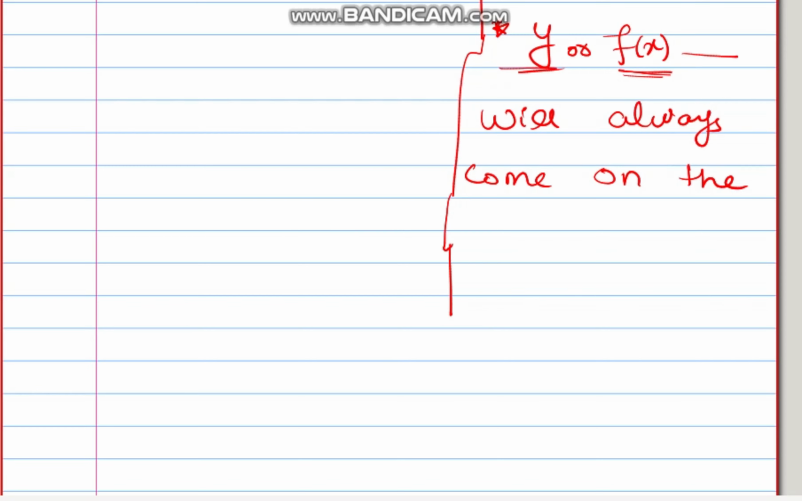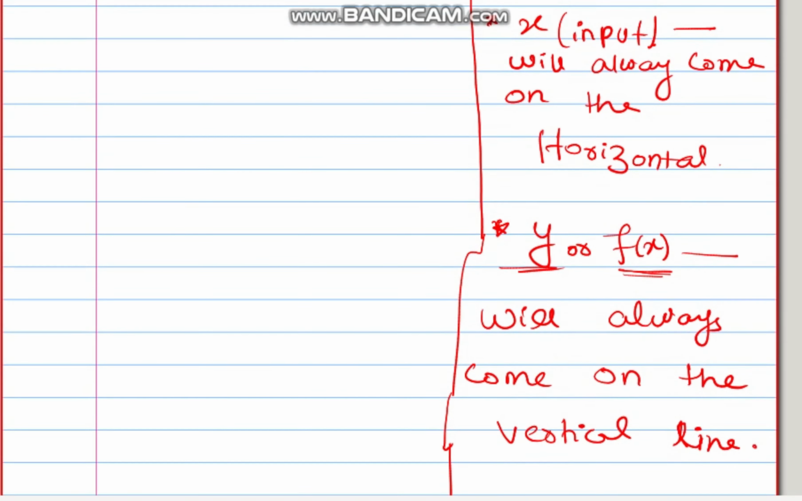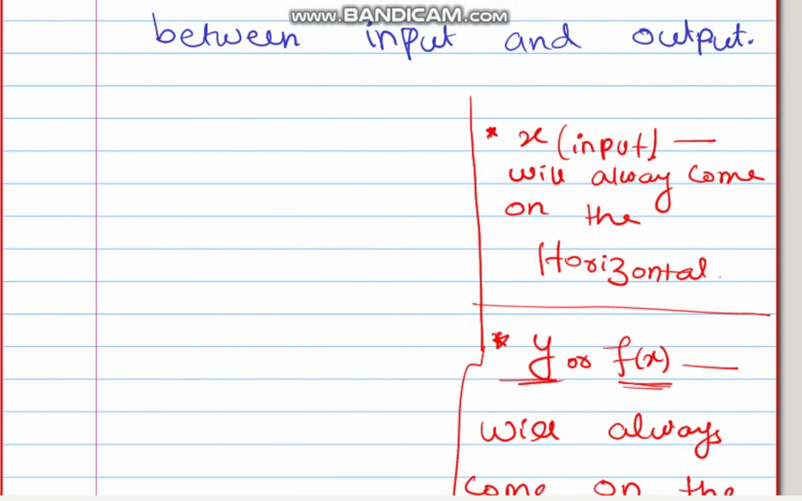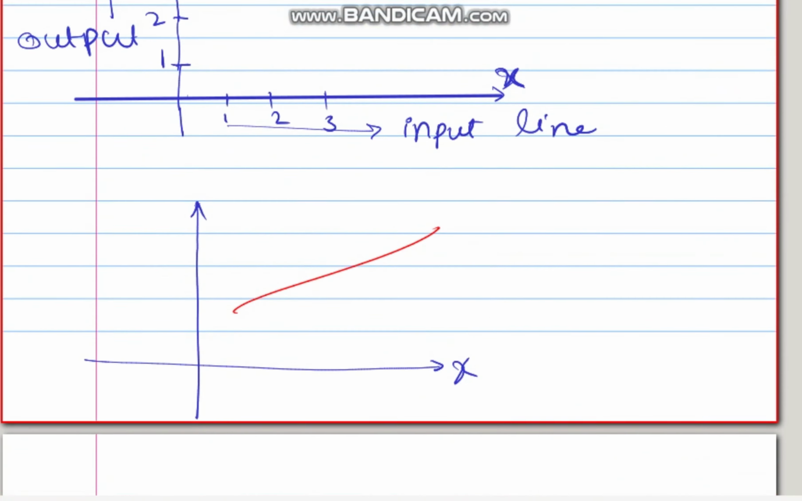Always come on the vertical line. And I told you what is the vertical line and what is the horizontal line. The horizontal line is basically the x-axis, and the vertical line is basically the y-axis. We can also say x-axis and y-axis, no problem. Okay, so let me go again here and explain the thing.